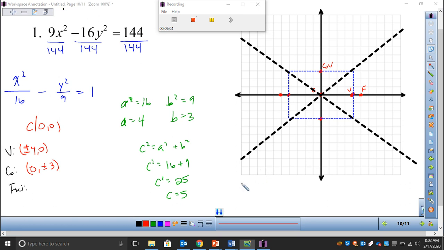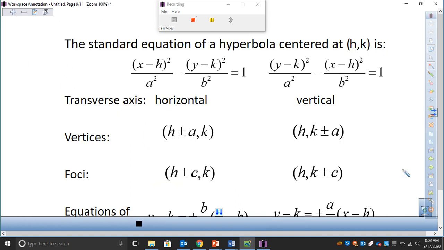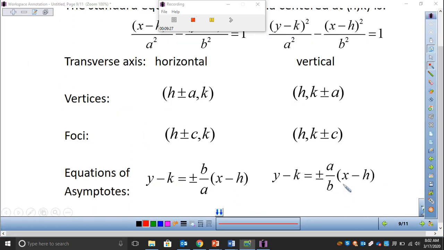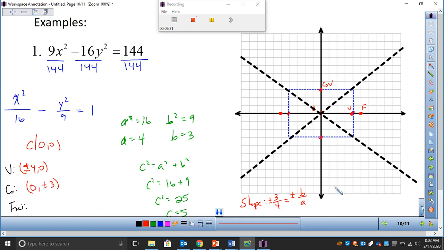So the slope, we went up 3 over 4. Or I can go down 3, and 4 over, down 3 over 4. So it turns into plus or minus 3/4, which turns into, as we look here, plus or minus b over a. So again, if you don't remember the little formula, just recognize you can count to the corners of this box. That's why those boxes are so important, that I will add to all of my hyperbolas.